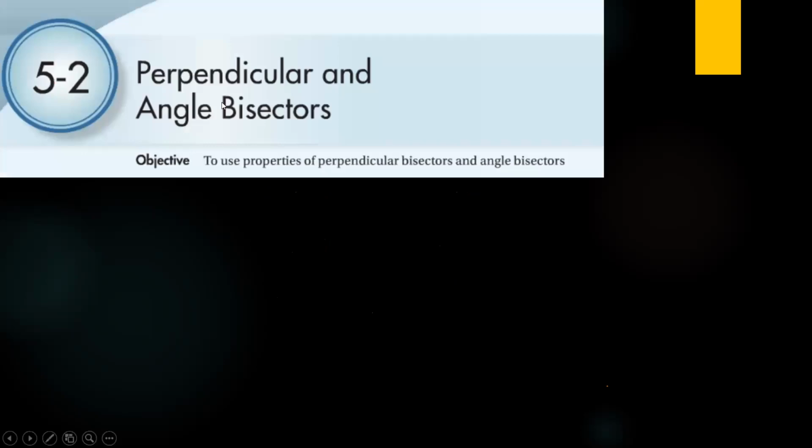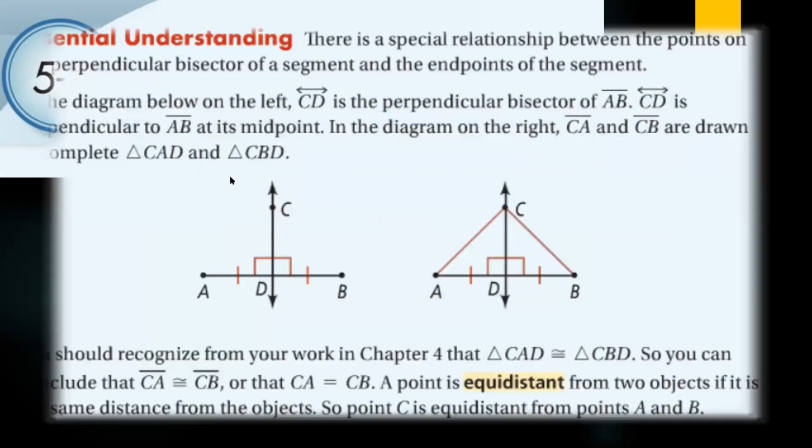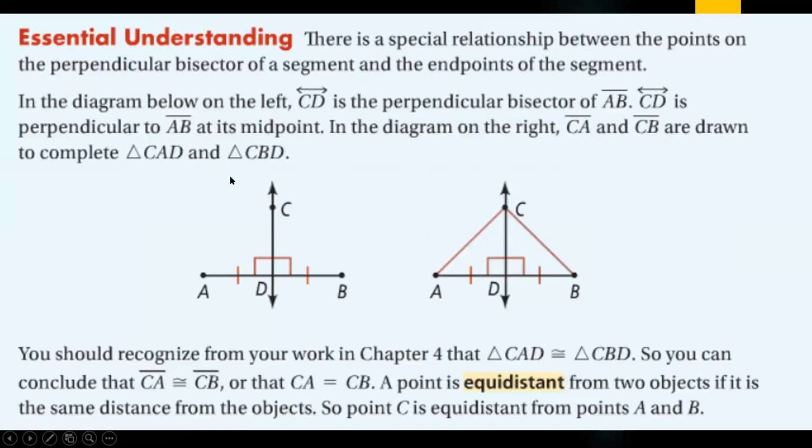Let's go now to the second lesson. Today we are going to start lesson 2, which is talking about perpendicular and angle bisectors. In this lesson, we are going to use the properties of the perpendicular and the angle bisectors. There's a special relationship between the points on the perpendicular bisector of a segment and the endpoints of the segment.